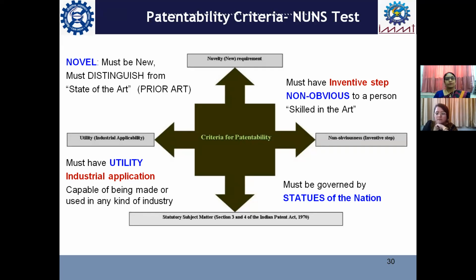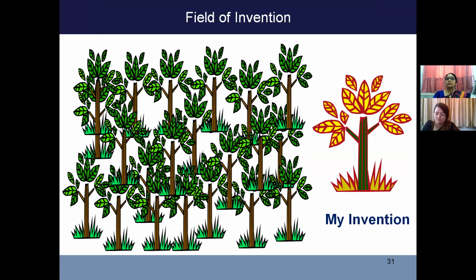It is always better, before you go for filing a patent application, that you yourself judge your invention based on these criteria. And the fourth and the most important one is statutes of the nation. Even if your invention satisfies the first three criteria, according to the Indian Patent Act 1970, the inventions listed under section 3 and section 4 are not patentable at all. Even if they are novel, have utility, and have an inventive step, they are not patentable, because our patent law does not allow these kinds of inventions to be patented. Now in the coming slides, let us look into those examples.